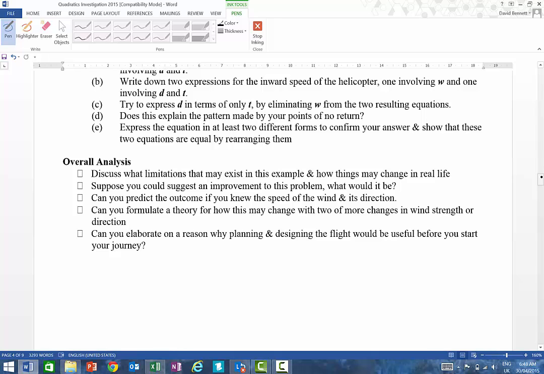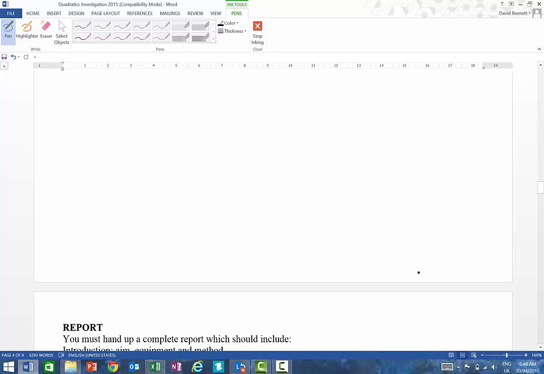So obviously you could actually extend this project to looking at, after an hour, the wind changed to this direction. How would that actually change things? And can you elaborate on reasons why planning, designing a flight path would be useful in the journey? So there is a little bit in here. It's not a super long investigation. It's really about using the modelling part of quadratics, and that's what you need to show.